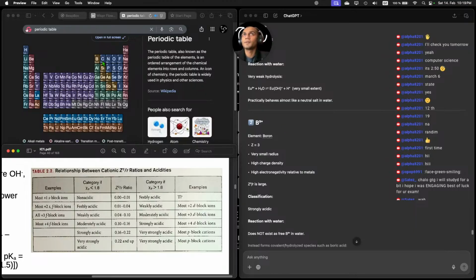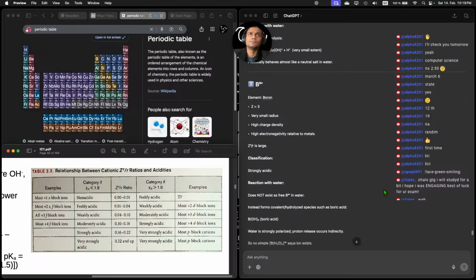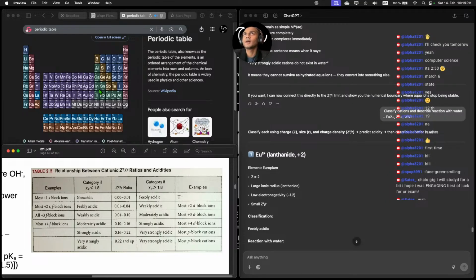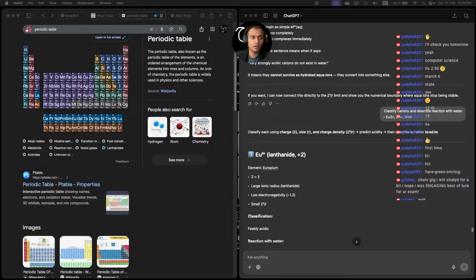So B is in the P block. Yeah. So it's a very small radius because it's in the P block. Yeah, it's on the other side of the periodic table, right? What would the W6 plus be? Where's W? Yep, there we go. It's in the D block. So both of these have the same z squared by r ratio. Is that what it is? I just realized that.